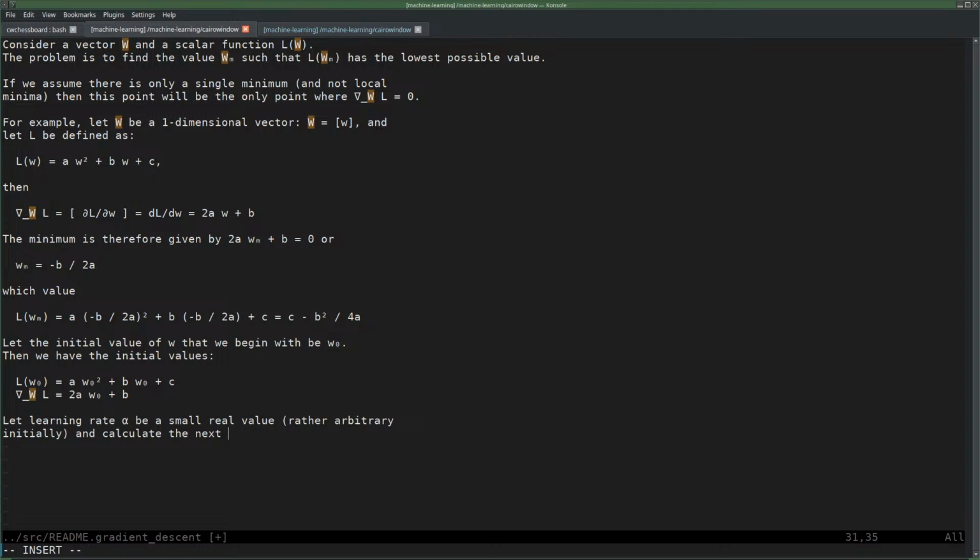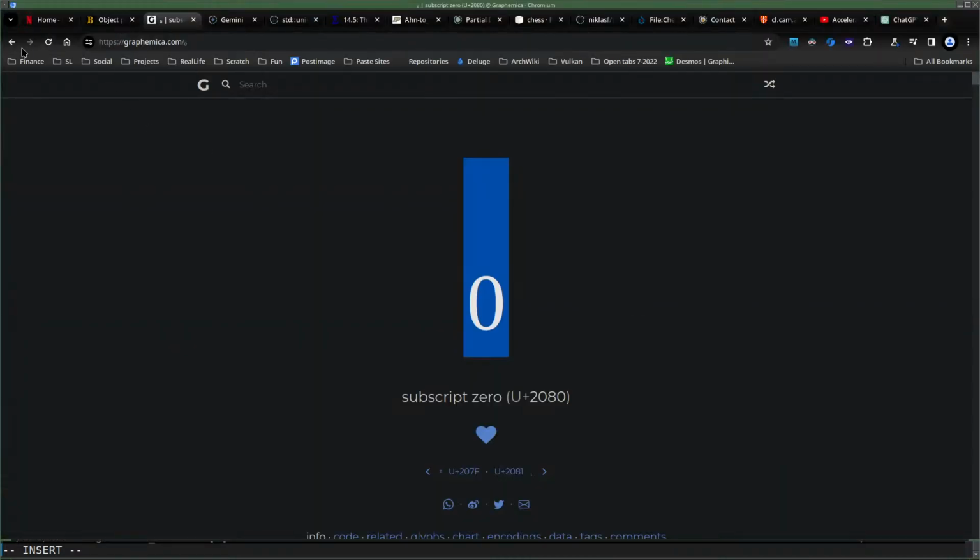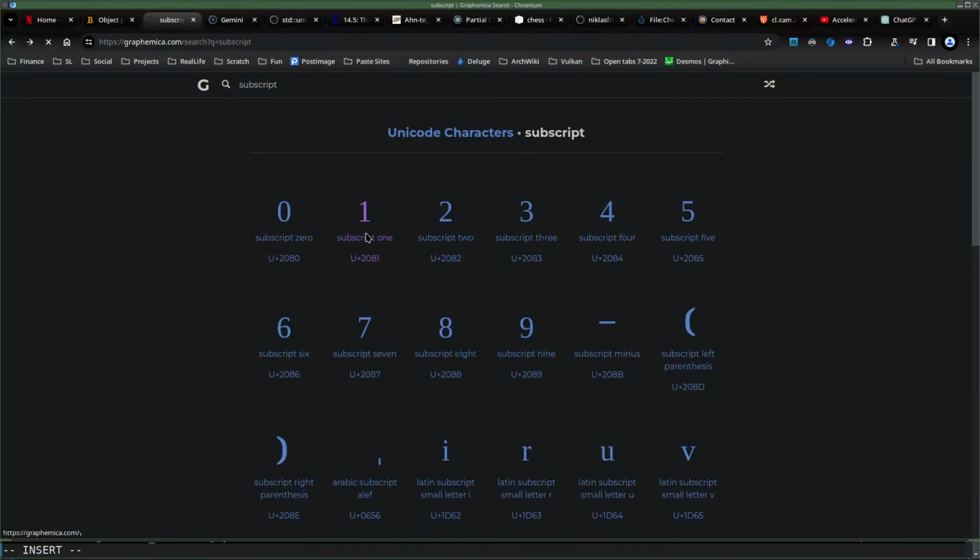Next value, next attempt. What is a good word here? Just the next W. Next value, I'll say, and I'll give it a name. So that would be blip, subscript 1.